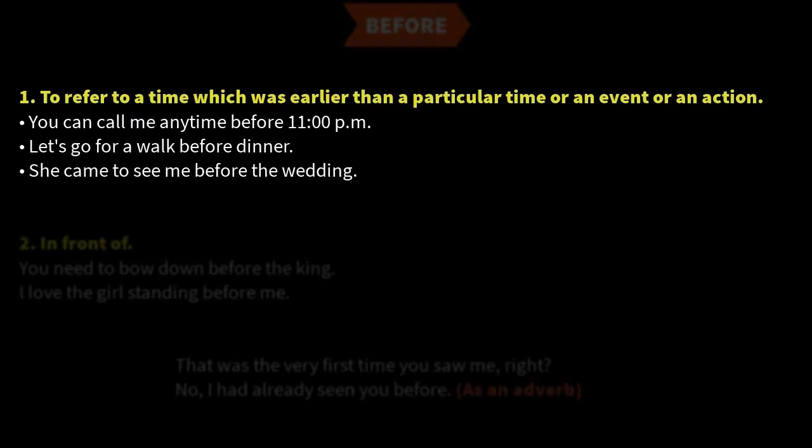Let's talk about the next preposition, before. Guys, before is used to refer to a time which is earlier than a particular time, or can be an event or an action.